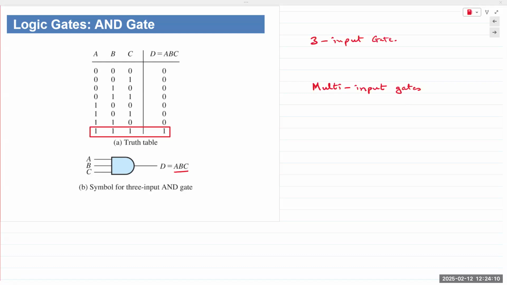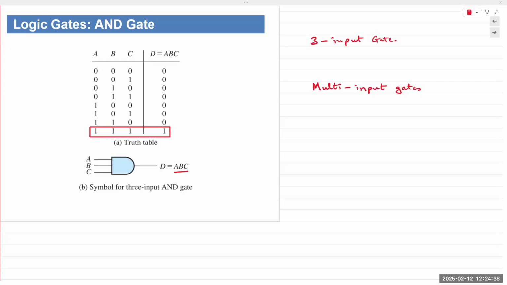The question being asked is how many input gates we have in the lab. I think all the gates that we use in the lab are 2-input gates, as far as I know. There is one in there that's a 2-input NAND gate, I believe. And we'll talk about that in just a little bit.